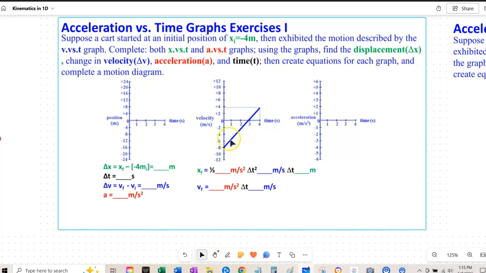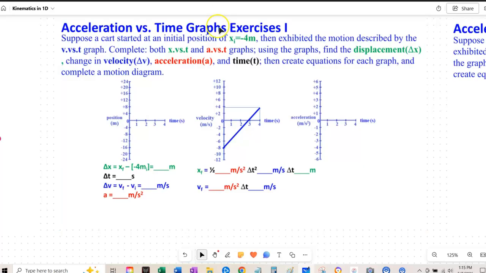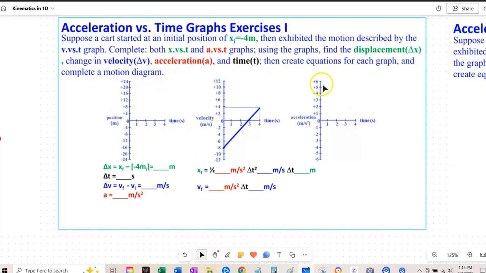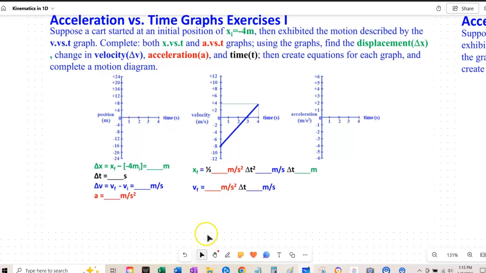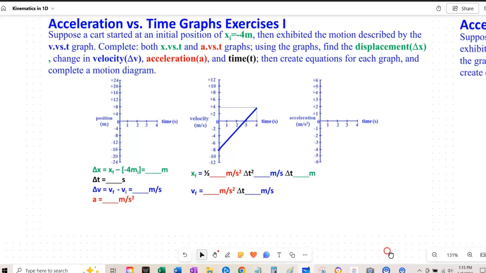But you're only given data for the velocity versus time graph, and you're told your starting position is -4 meters, okay? And what they're asking us to do is complete an acceleration versus time graph and a position versus time graph, given this initial position, and all of these variables, delta x, delta t, delta v, a, and construct these equations. Okay, and we could do some extra things there, but in order to do this, we are going to have to solve and use some math to solve some of this stuff.